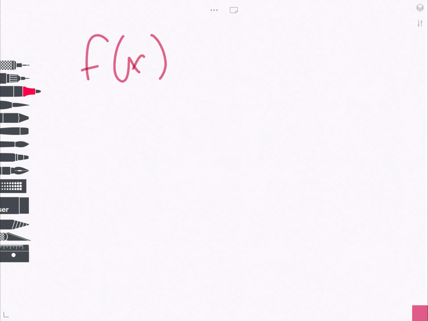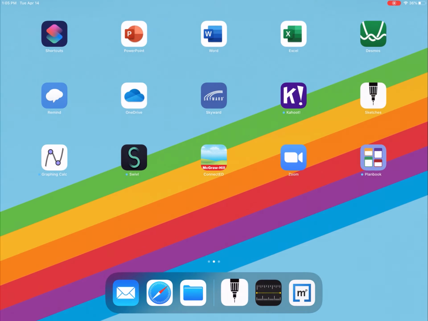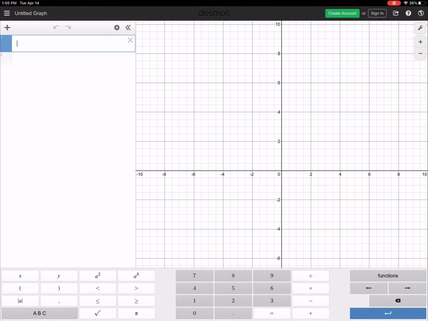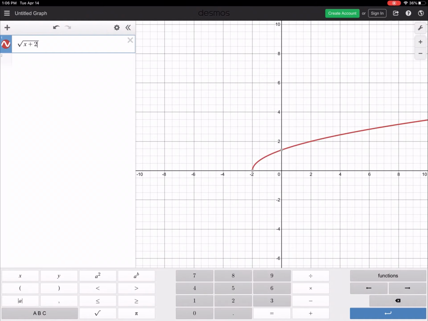So let's say we had f of x equals the square root of x plus 2. There's a couple different ways you could figure out what the domain is of that. The first way that I would do is with a graph. So I'll show you how to type that into Desmos here. Down in the bottom left, there is a square root symbol. You can just tap on that, or if you're on a keyboard on your computer, you can type SQRT, and it'll give you that symbol right there. And then you type in your function, x plus 2.